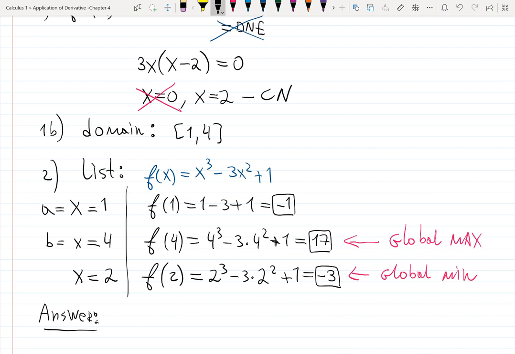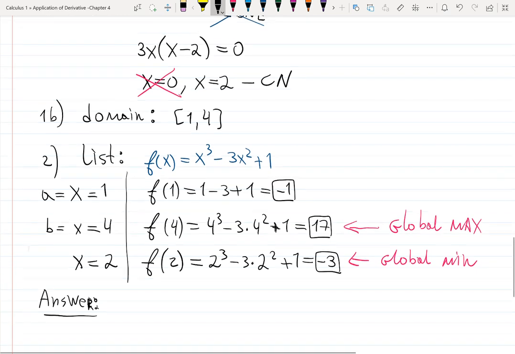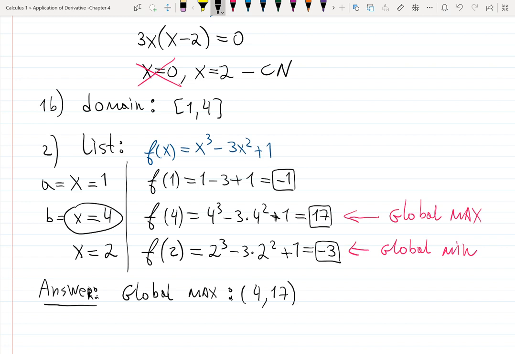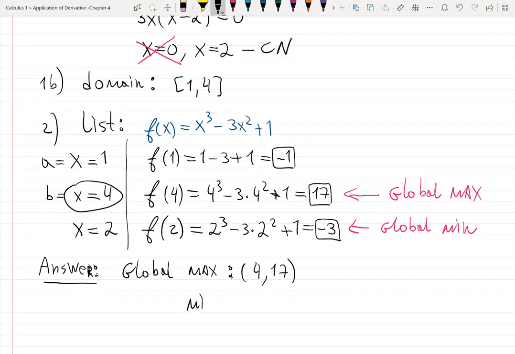Answer. Always answer with the pairs because it's just more information, unless we just tell you to answer the input x. So the global maximum happens at, where did it happen? At 4. How do I know? Here it is. 4, 17. Global minimum happens at 2 and -3.